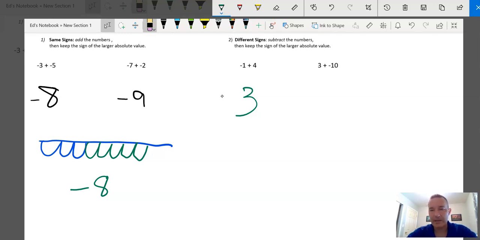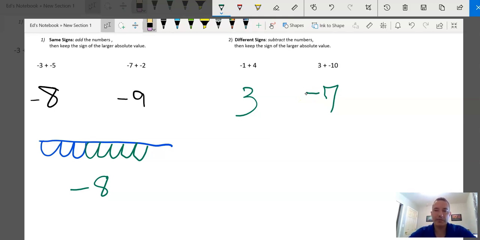All right, and here's the next example. We have 3 plus -10. So we see that we're adding right here, but we see the signs are different. One's positive, one's negative. So what do we do? We subtract. So what's 10 minus 3? 10 minus 3 is 7. And now we have to keep the sign of the larger absolute value. Which one's further from 0, the 3 or the negative 10? The negative 10 is further from 0. So there's going to be more negatives. So when they cancel out, there's going to be 7 negatives left over.